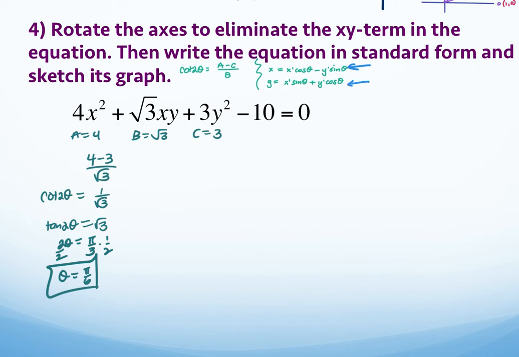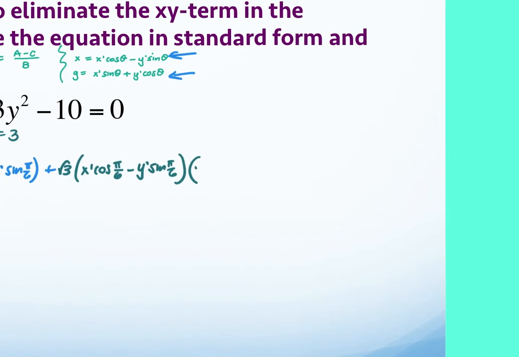Then I plug in. I replace all the x's with the first term, making theta pi over 6. I replace all the y's with the second term, making theta pi over 6. So 4 times (x prime cosine pi over 6 minus y prime sine pi over 6) squared plus root 3 times x, which is x prime cosine pi over 6 minus y prime sine pi over 6, times y, which is x prime sine pi over 6 plus y prime cosine pi over 6. Keep going. Grab a different color.